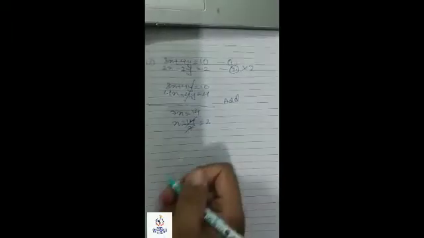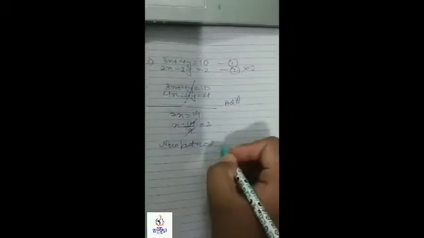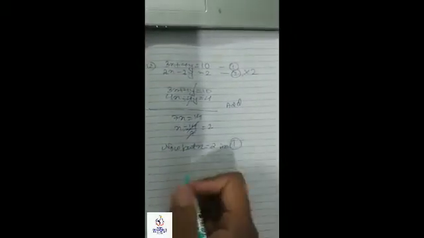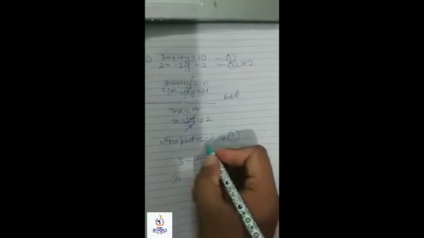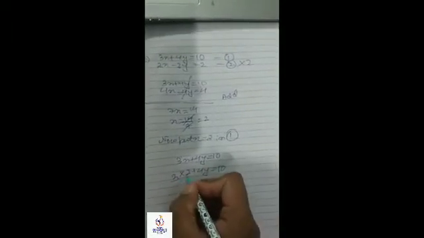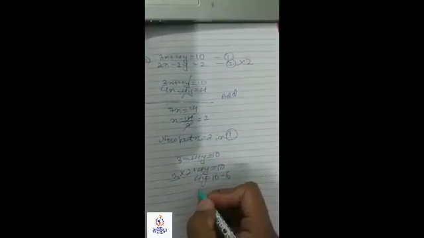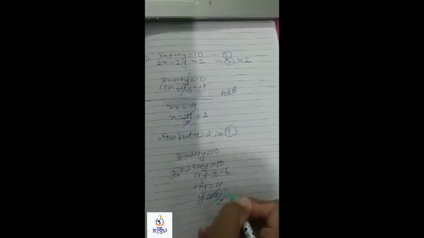Answer is 2. Now put x equal to 2 in any equation, whatever you want, first or second. Let's say first. So 3x plus 4y is equal to 10. Replace x with 2. So 3 times 2 is 6, and here it is positive, so that side negative. So 4y is equal to 4 and y is equal to 4 by 4. It's 1. So here x value is 2, y value is 1.